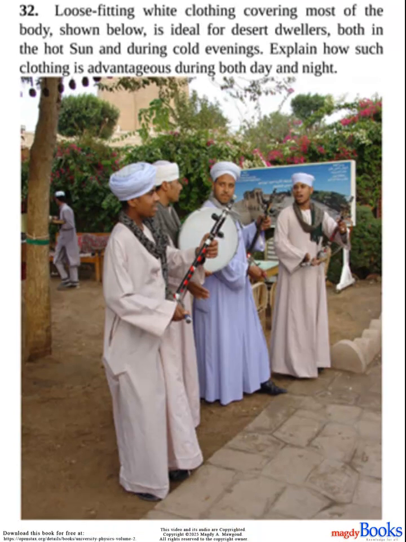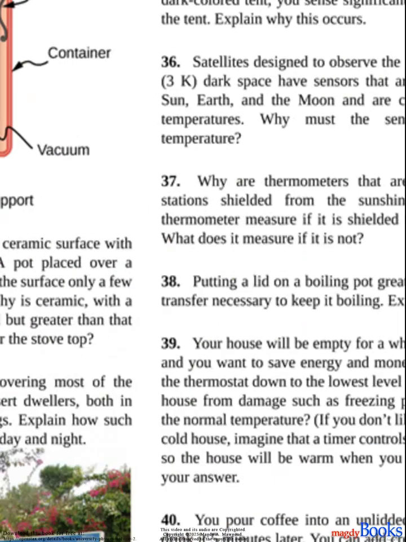32. Loose-fitting white clothing covering most of the body, shown below, is ideal for desert dwellers, both in the hot sun and during cold evenings. Explain how such clothing is advantageous during both day and night.